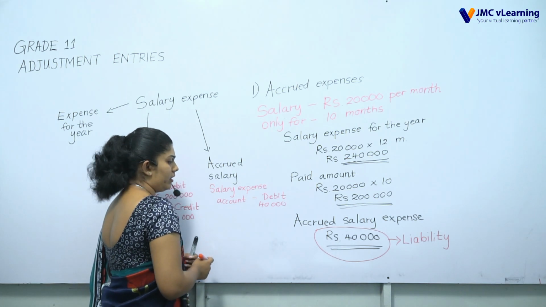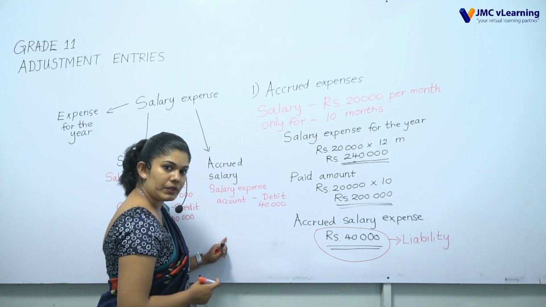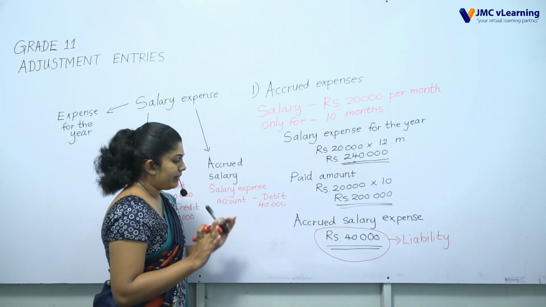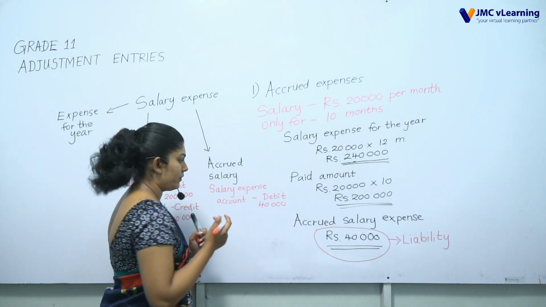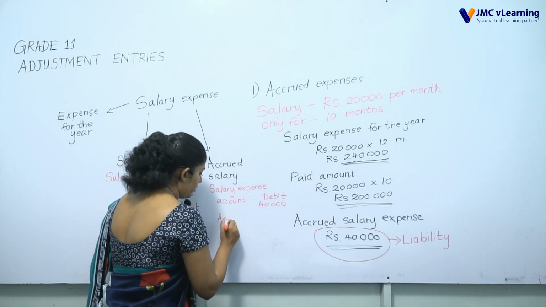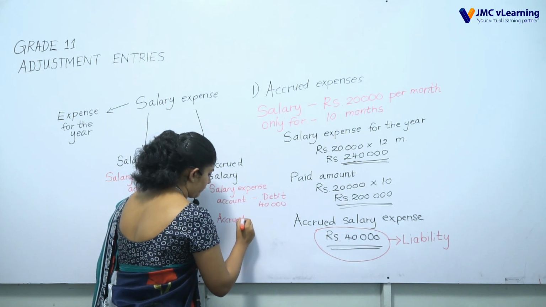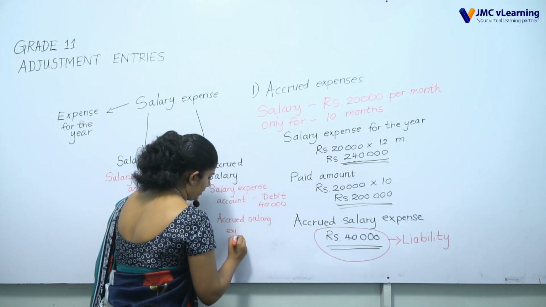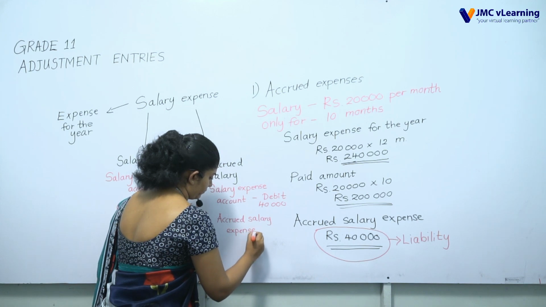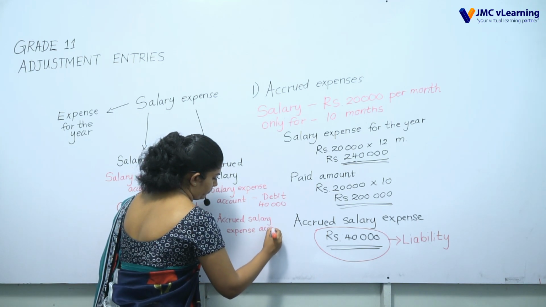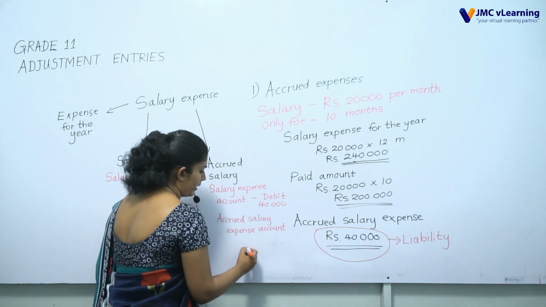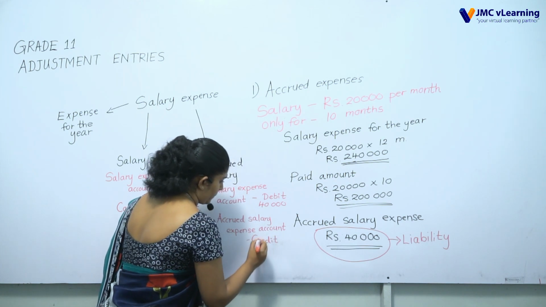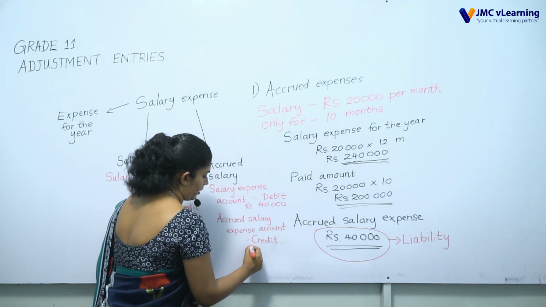And the other entry, where's the credit entry? We have to open a temporary account to record the amount we haven't paid yet. That is accrued salary expense account. It is a liability, therefore it is credited, rupees 40,000.